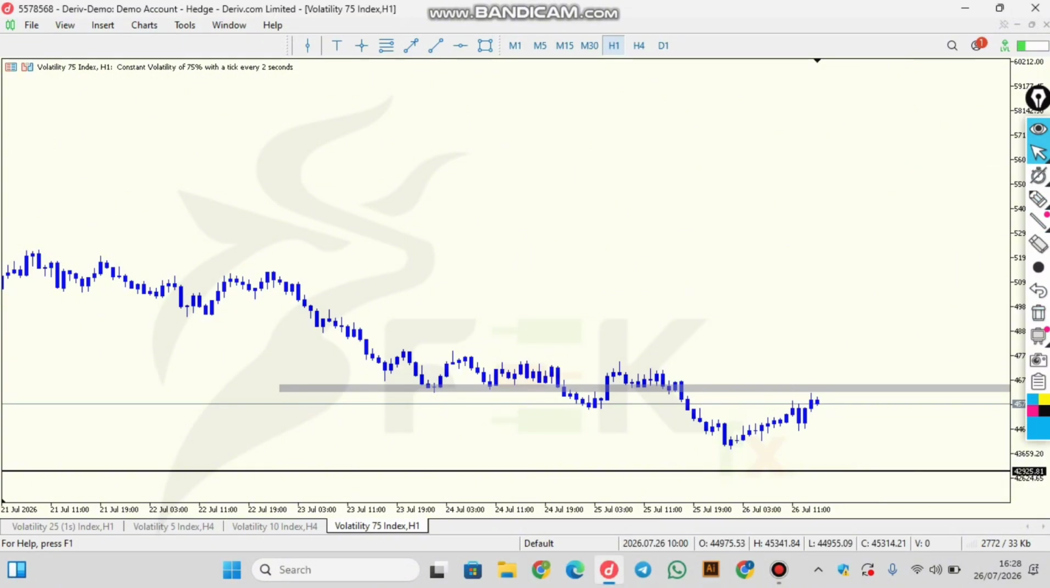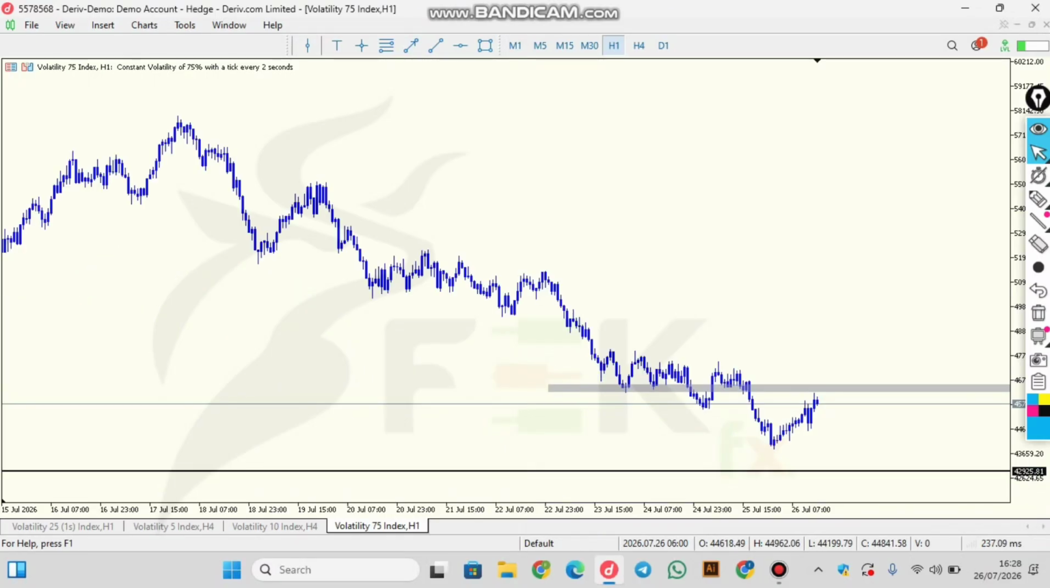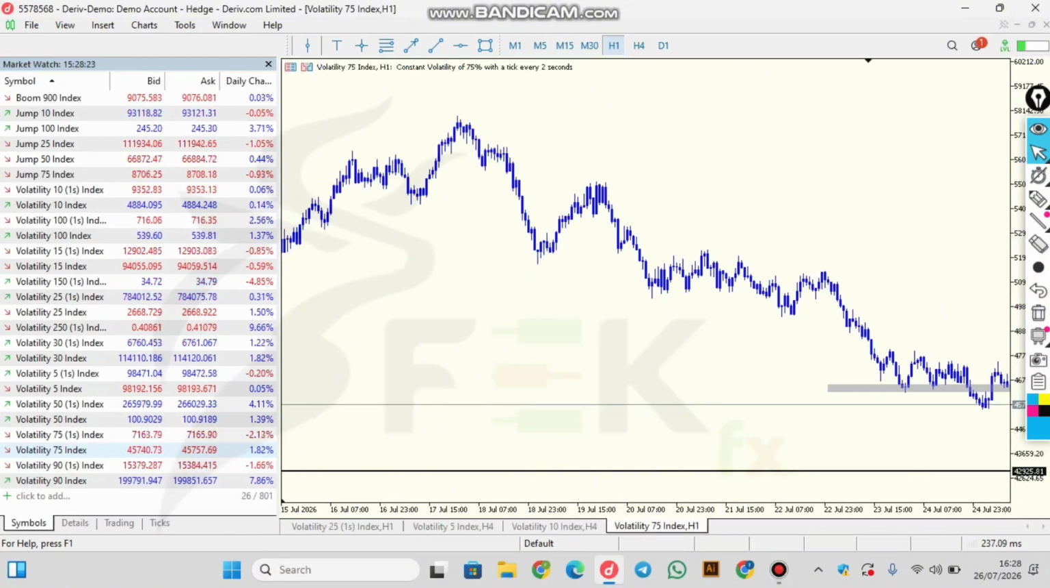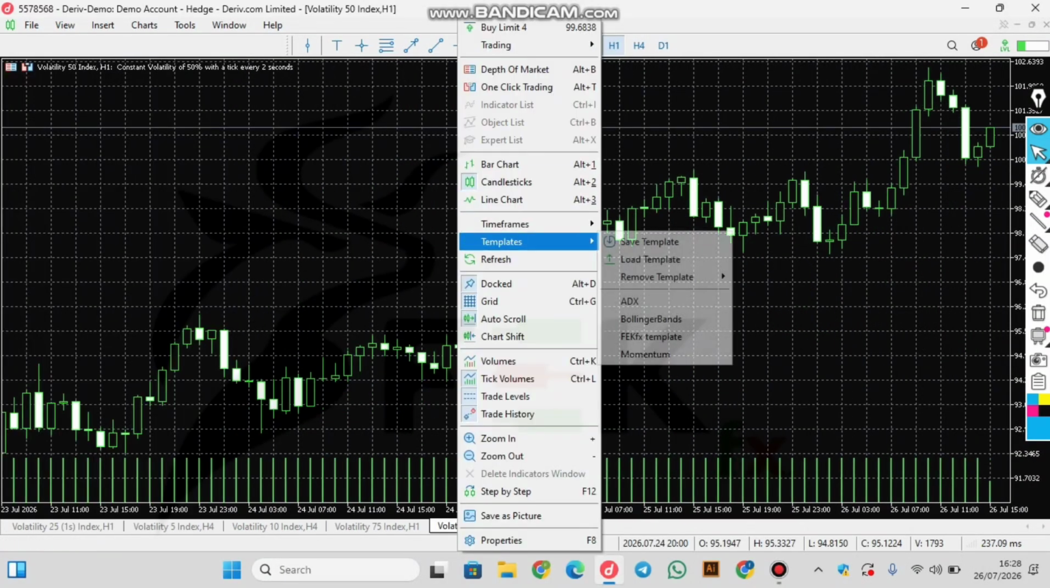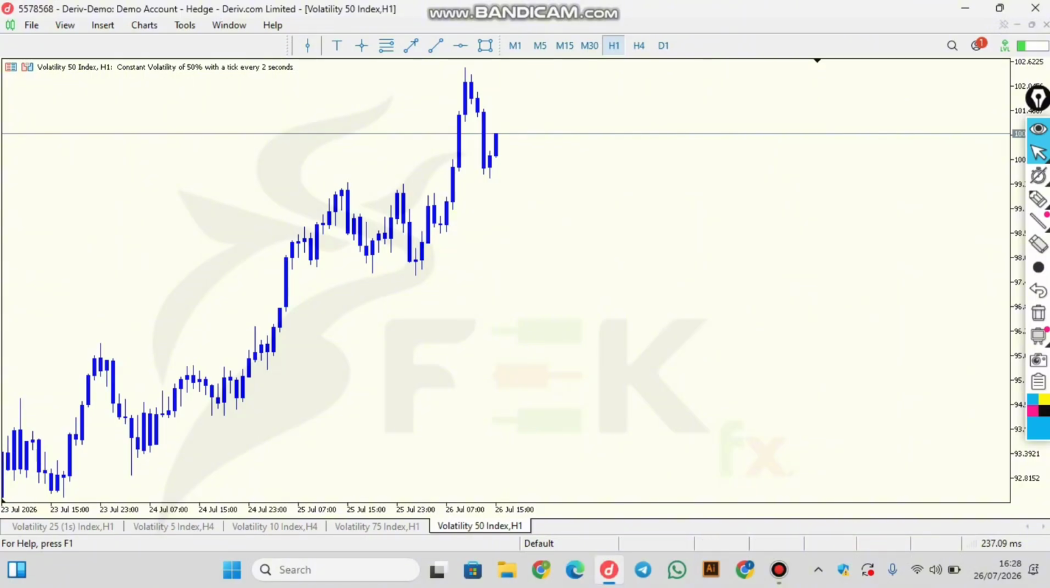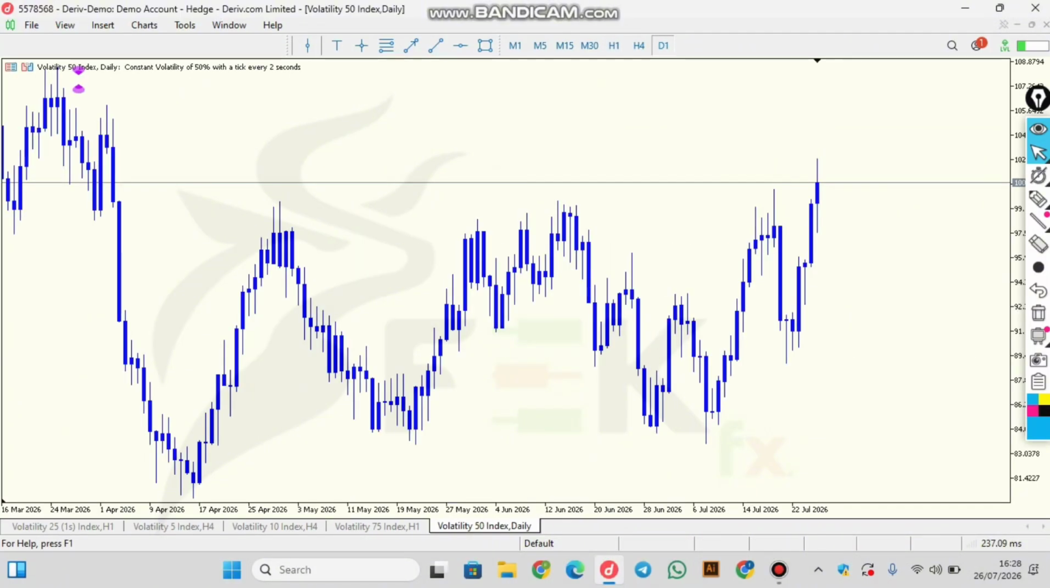The next one on my list is V50, volatility 50. Let's do a quick analysis on it as well. So yeah, I just have to import my template. I have a template I'm using, so that's why.